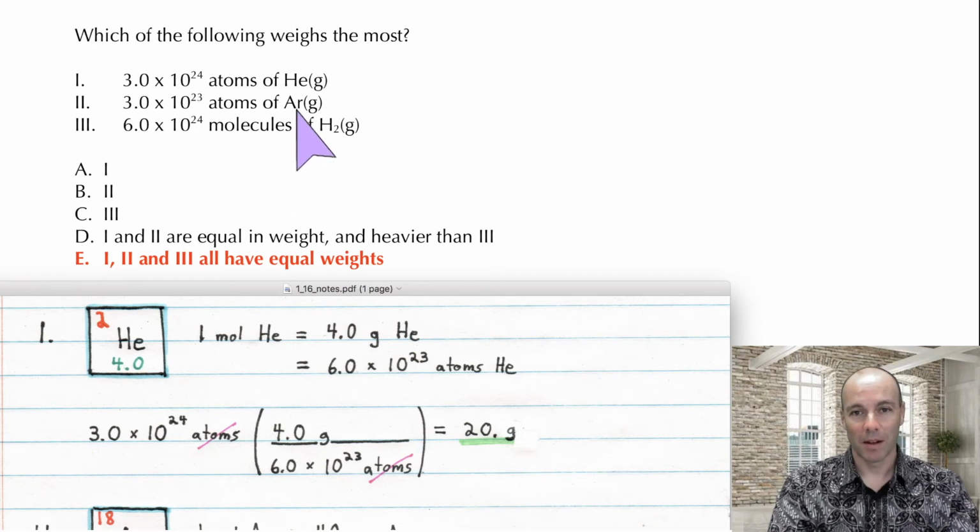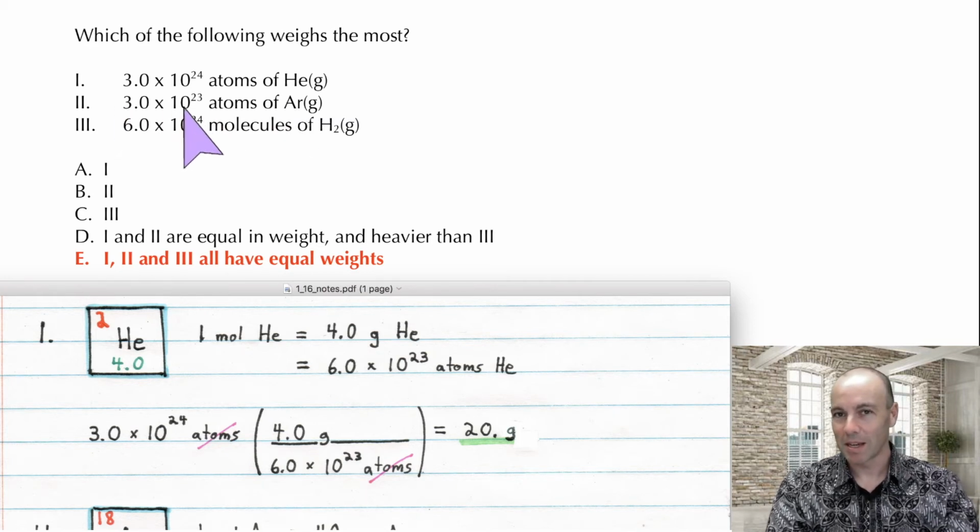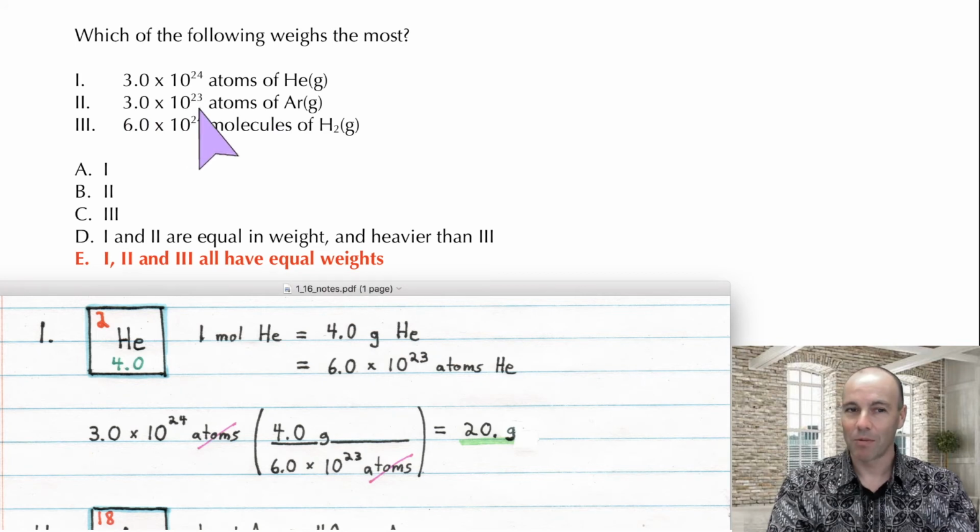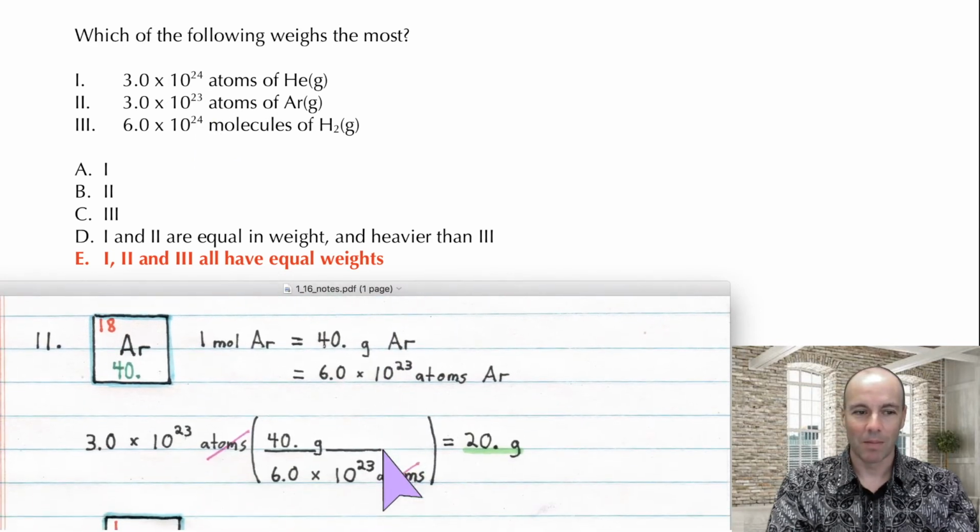Let's move to the argon. In the argon, we have 1/2 of a mole, because remember, 1 mole is 6 times 10 to the 23rd, and we have 3 times 10 to the 23rd. So we have 1/2 of a mole. So looking up argon on the periodic table, it's element 18 and atomic mass 40. And that tells us that 1 mole of argon is 40 grams. And that's the same thing as 6 times 10 to the 23rd atoms of argon. And we have 1/2 of that many atoms, and so we should have 1/2 of that mass.